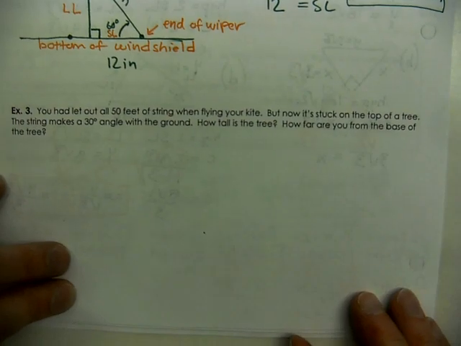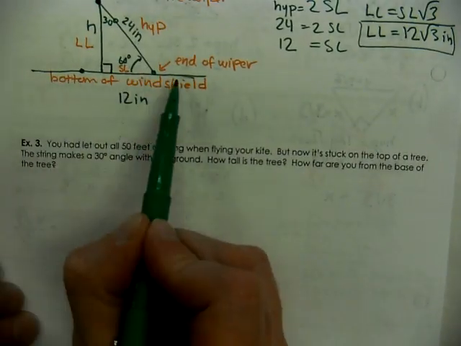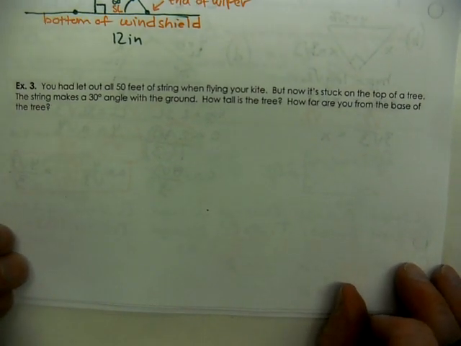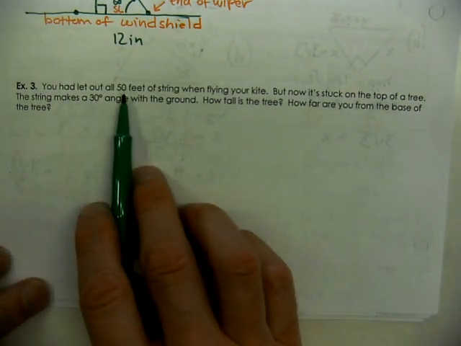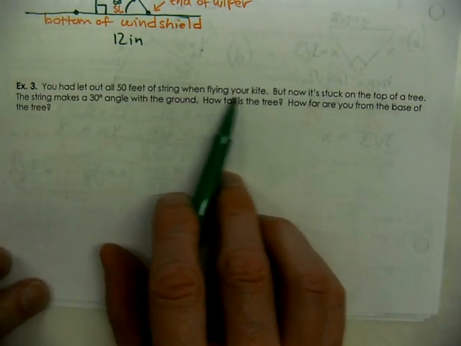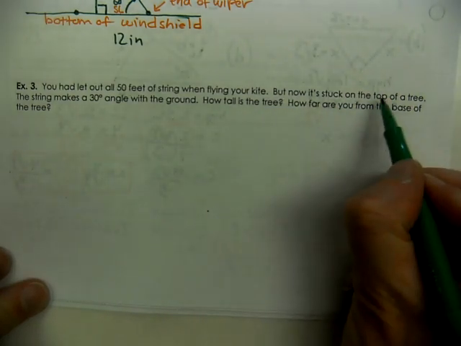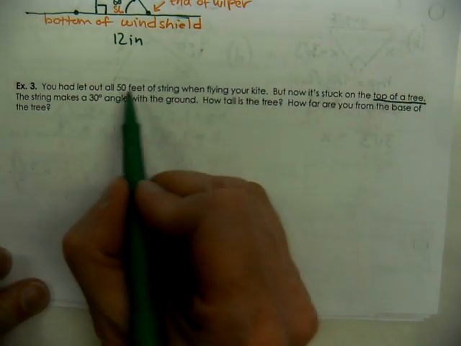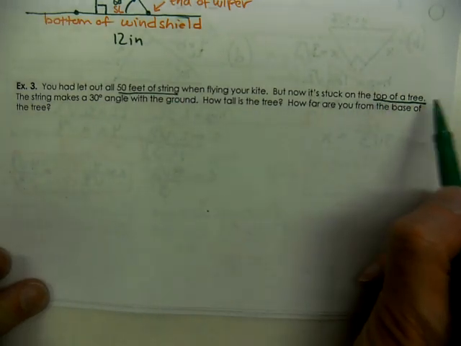Here is the third and final example in this section. There's a bit more detail here. So again, you're going to see me using the same technique where I'm labeling parts of the diagram. And we're going to start off with flying a kite. All right, and you had let out all 50 feet of string when flying your kite, but now it's stuck at the top of a tree. So do you see that? Top of a tree? That's going to be a location that we want to keep track of. Right? So we got 50 feet of string. Now stuck at the top of the tree.